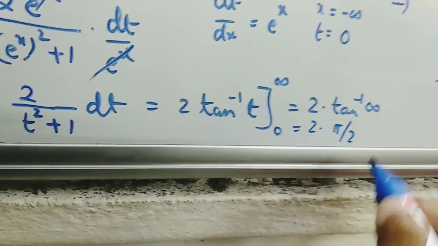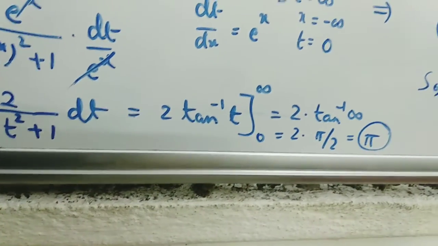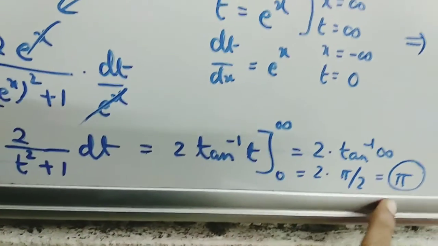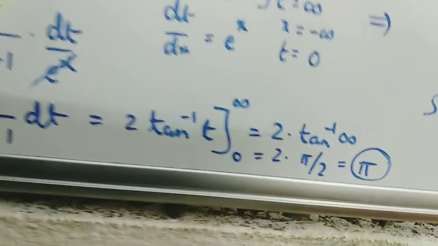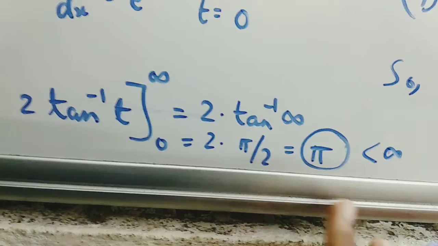So the final answer is pi, that is the integration of 1 by y of x dx is pi, which is obviously less than infinity. So our fourth option is obviously correct.